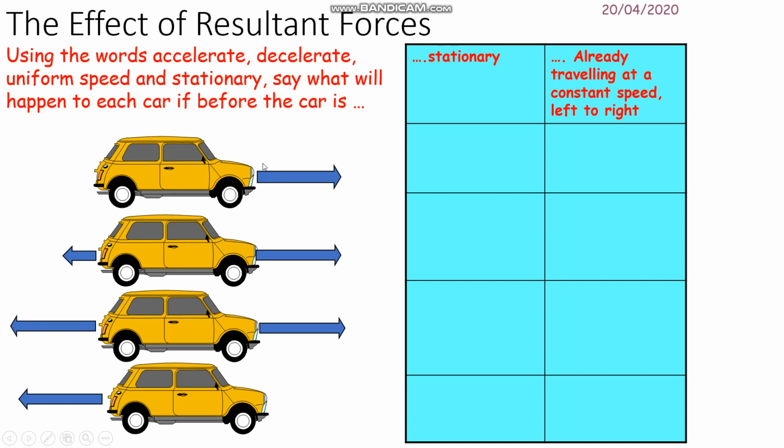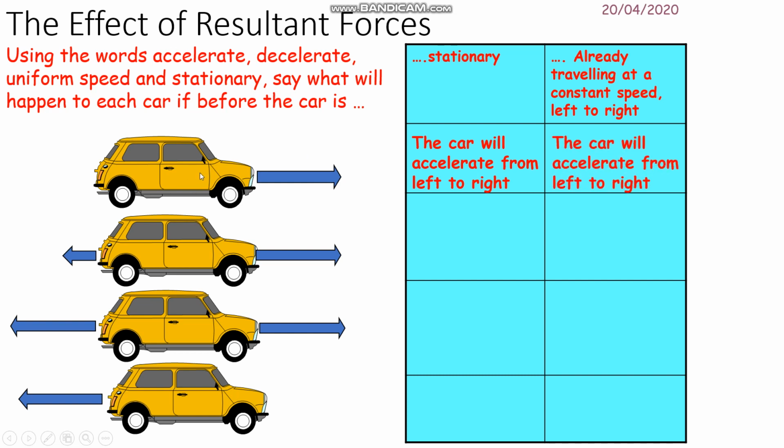Now I would hope that that's fairly straightforward. We've got a resultant force going from left to right. If there's a resultant force, then the object will accelerate in the direction of that force, from left to right. So quite simply, it'll move off in a direction left to right. But this key term here, accelerate, it will increase its speed, is important. If it's already travelling at a constant speed and that resultant force acts on it, again, it will accelerate from left to right.